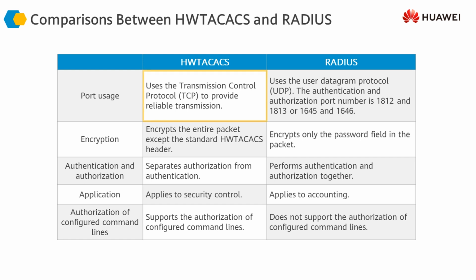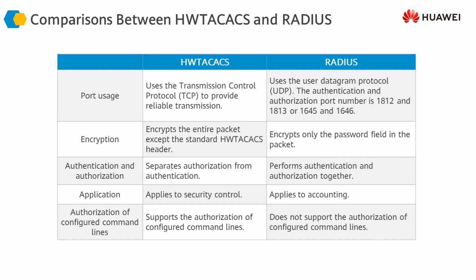HW-TACACS uses TCP, which provides reliable transmission, while Radius uses UDP, which is unreliable. That means the transport is going to be unreliable. HW-TACACS is more security focused and it encrypts the entire packet, whereas Radius only encrypts the password field in the packet. HW-TACACS also separates authorization from accounting, whereas Radius performs authentication and authorization together. So it does not separate authorization and authentication, it does it together.